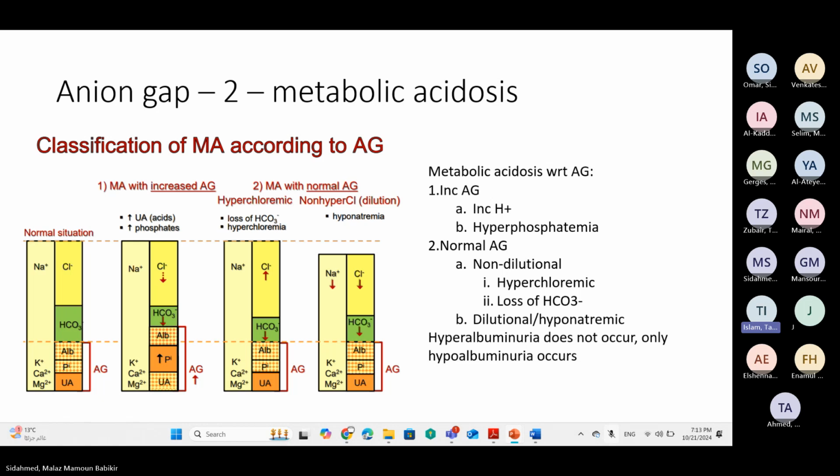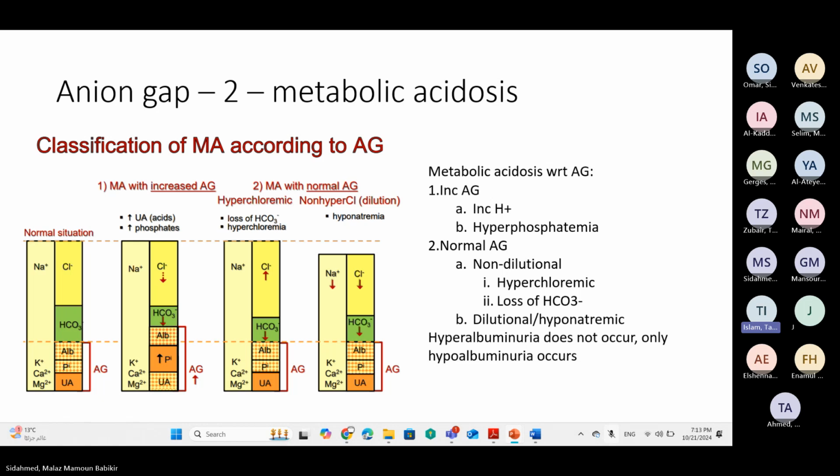To explain it, it is a bit complicated, but let's say an increased anion gap. When can you expect an increased anion gap? What are the components of an anion gap? Albumin, phosphates, and unmeasured anions. Unmeasured anions, or UA for short, are most probably some sort of acids. So an increased anion gap would be, for example, in case of increased H plus, so that would increase UA and therefore increase the anion gap. Or if there's hyperphosphatemia, there's increased phosphate and therefore the anion gap increases.